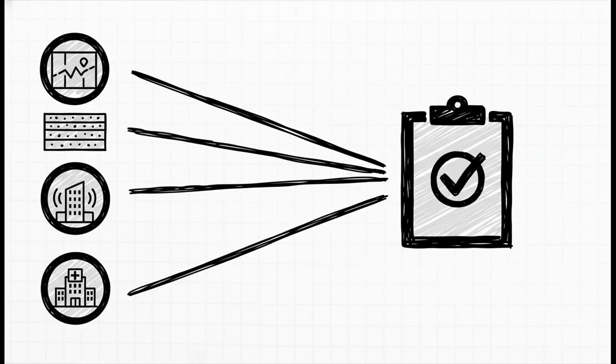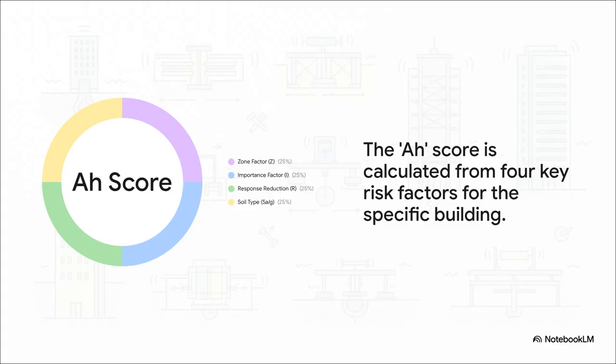Okay, now for the really clever part. The best way to think about this is as a custom seismic risk score for that specific building in that specific location. It manages to wrap up the entire earthquake threat into one tidy number. So what goes into this risk score? Well, it's a mix of 4 key questions.